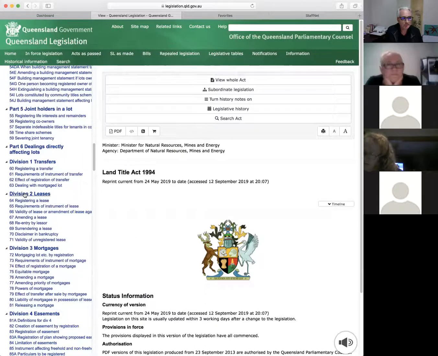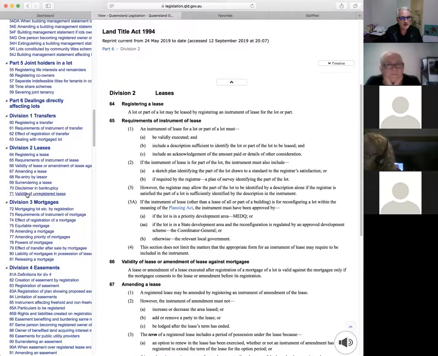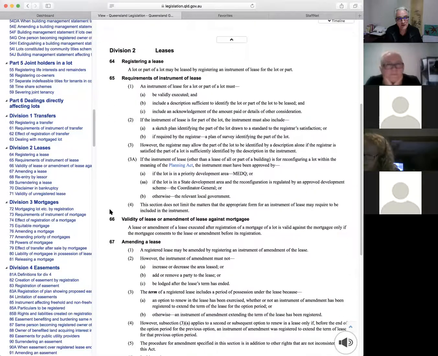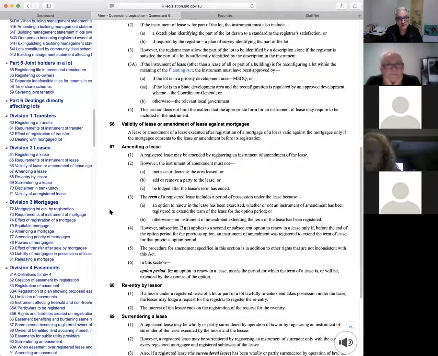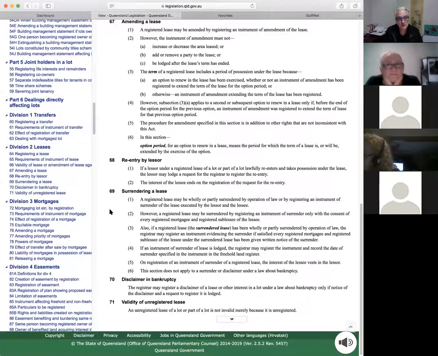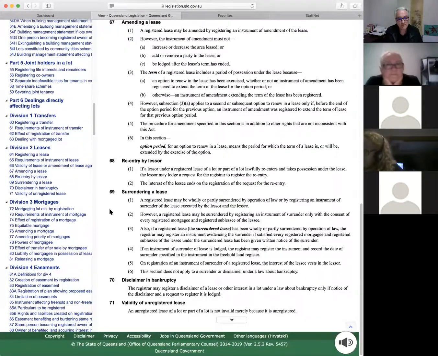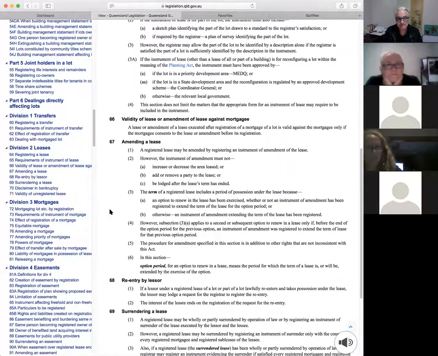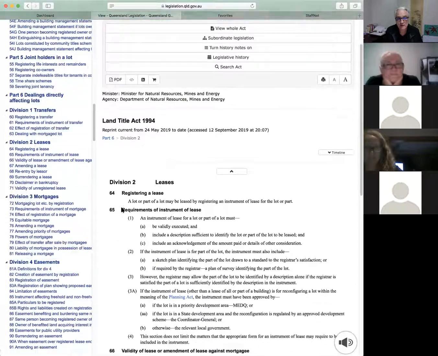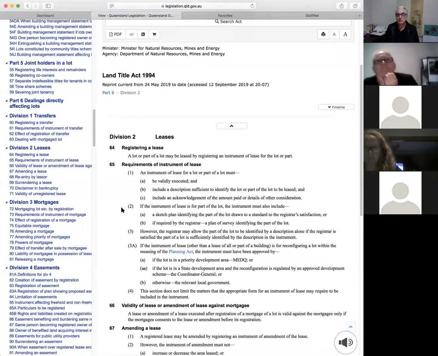There we are. So we've got Division 2 of Part 6 dealing with leases and the registration of leases, and you can see various provisions there. Validity of an unregistered lease, Section 71. So in thinking about leases, folks, you have to remember not just the PLA, but you also have to remember the provisions of the Land Title Act as well, because we're talking about Torrens title in Queensland.